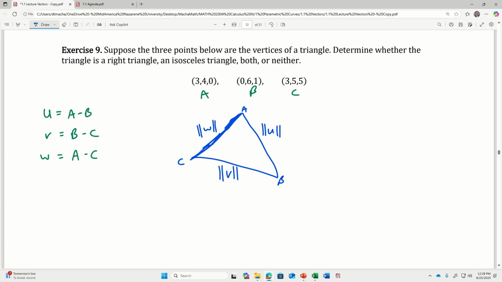And now if I know the side lengths of a triangle, what does isosceles mean, Daisy? What is an isosceles triangle? What's special about that?